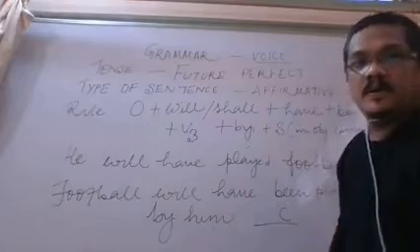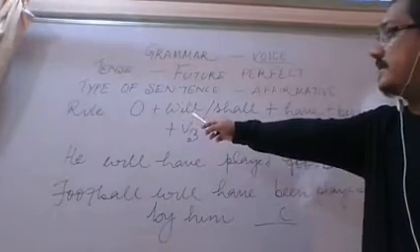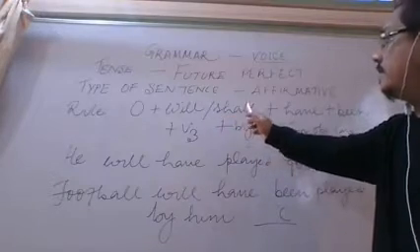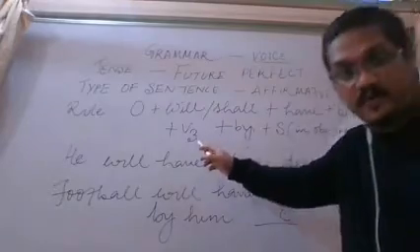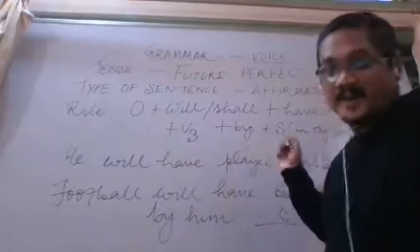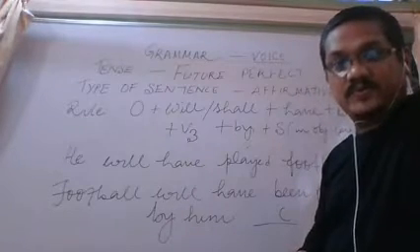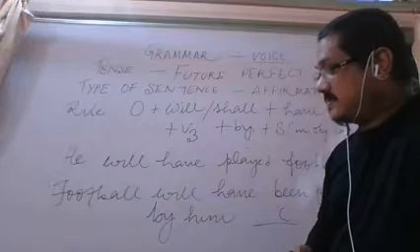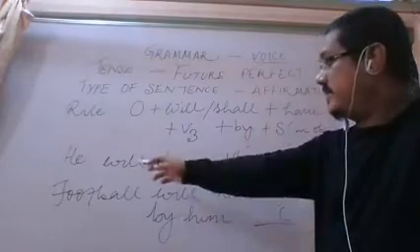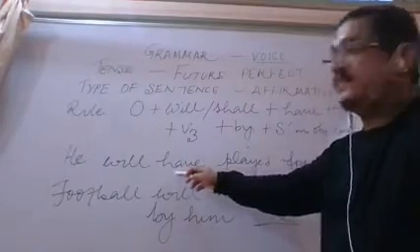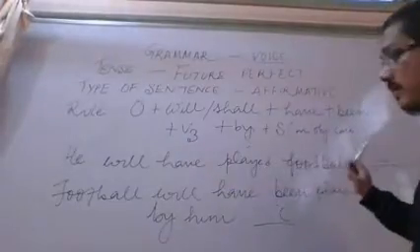Okay, now you see I have written it. So the rule is object plus will or shall plus have plus been plus third form of the verb plus by and the subject. Okay, now I have taken a sentence, as I told you to think about a sentence with the verb play. So let us take this sentence. He will have played. This is future perfect tense. Will have played. Okay, he will have played football.